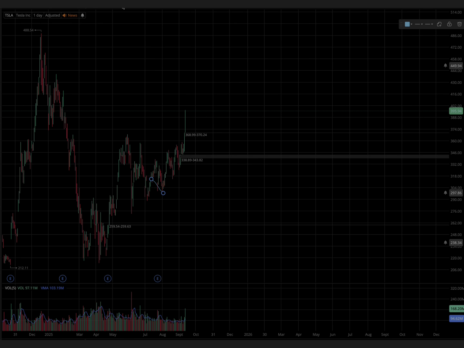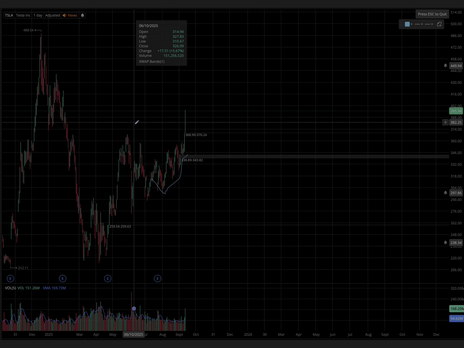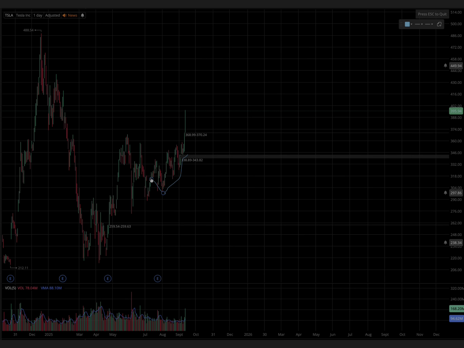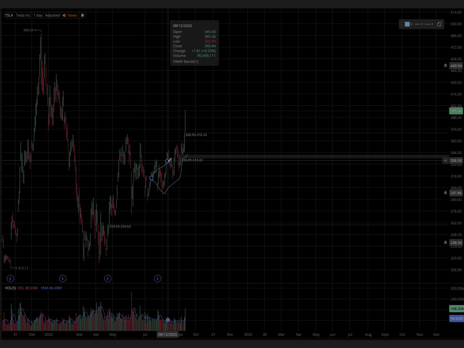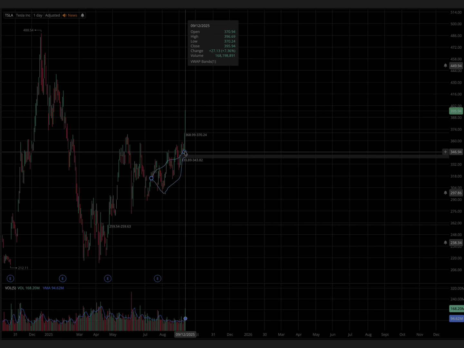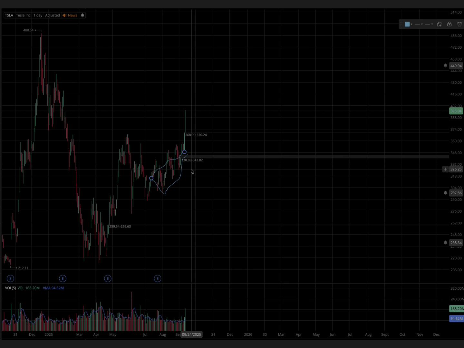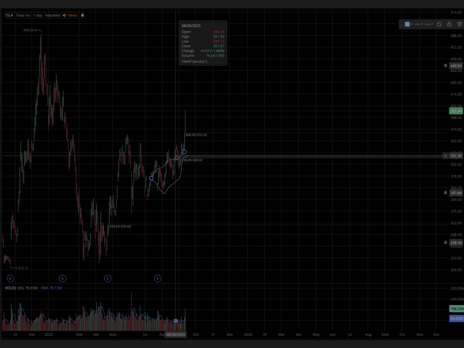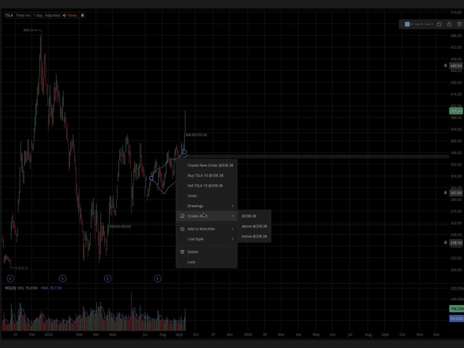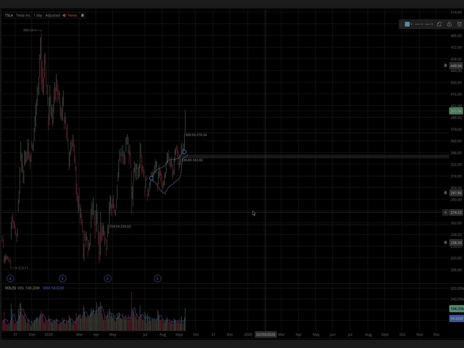And then you have your support area here, and you have your resistance area, pretty much lining up like that. I know that's a crazy looking flag, but for the most part, that's the pattern. So I'll leave that there.